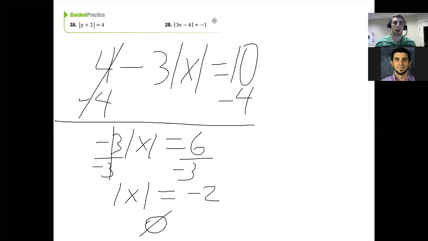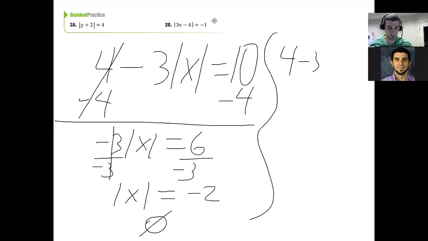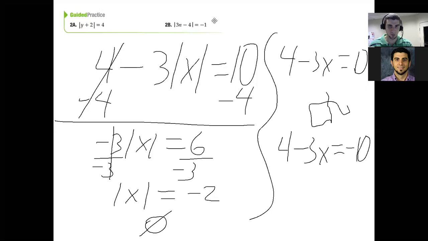All right? What I often see people do is they just change the sign. They take the absolute value off and set it equal to 10 or negative 10, like this. So they would do 4 minus 3x equals 10. Then they'd solve all that. Then do 4 minus 3x equals negative 10 and solve all that. And then go from there.